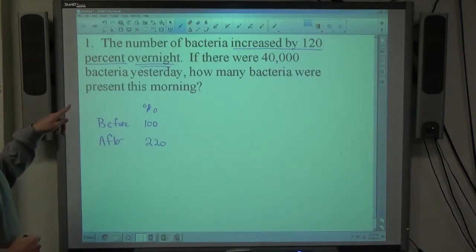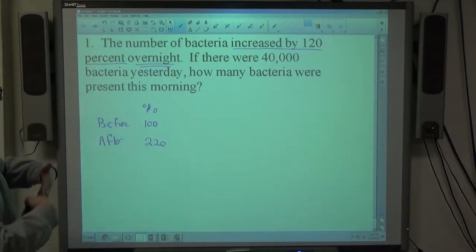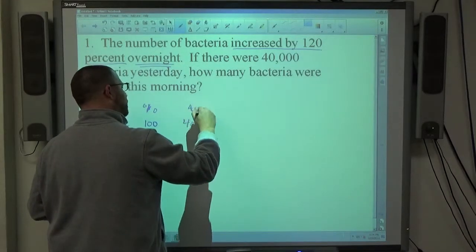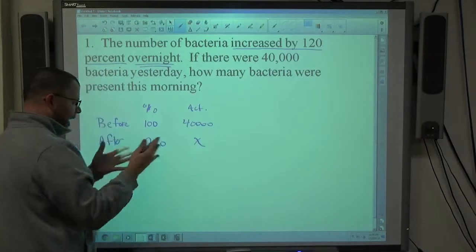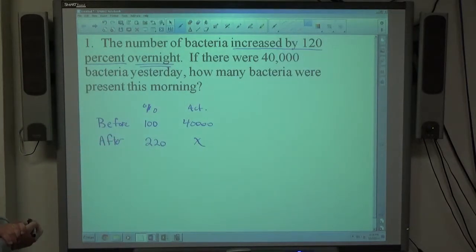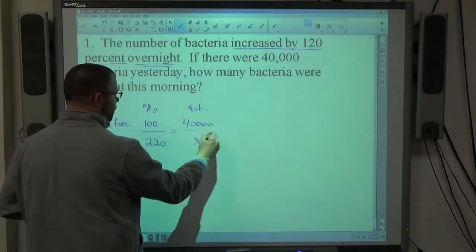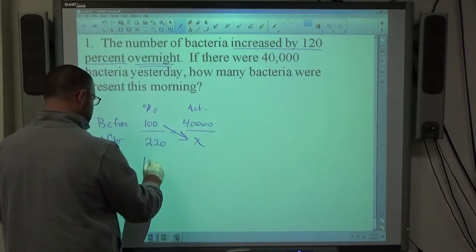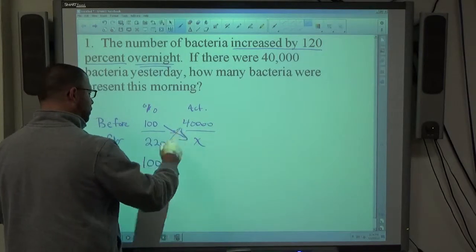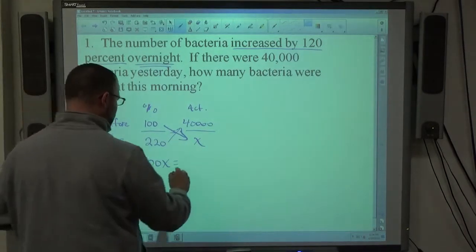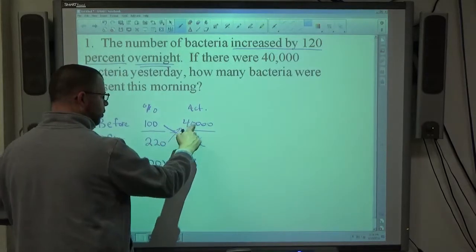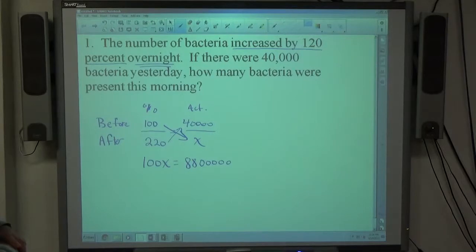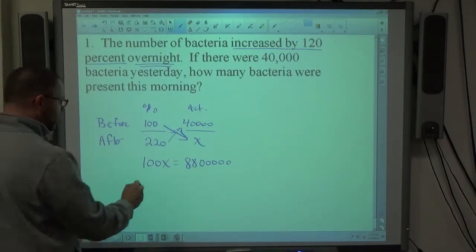There were 40,000 bacteria yesterday. How many are present this morning? So yesterday is before, so 40,000 is the actual number before. How many are present today after? So that's the setup. And if I just set that fraction equal to that fraction, all I got to do is cross multiply to get the equation. So 100x equals, let's see, 22 times 4 is 88, and we got a total of 1, 2, 3, 4, 5 zeros. So 8,800,000.